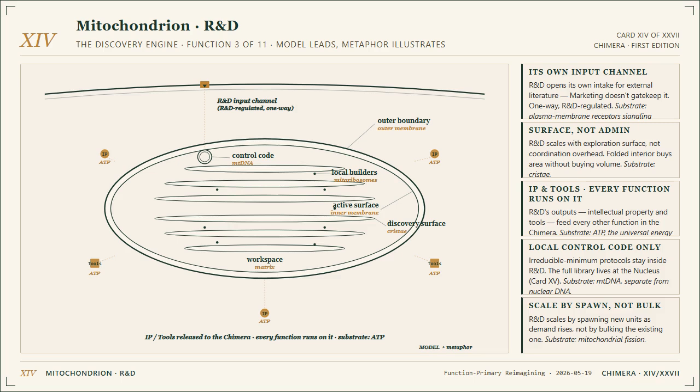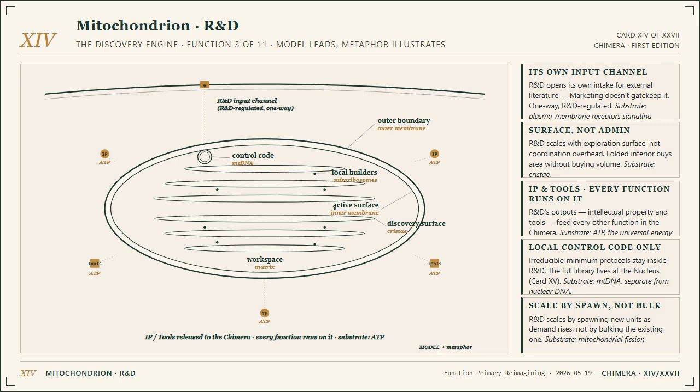4. Local control code only. That small marker inside is the irreducible minimum protocol set R&D carries locally. The full library lives at the nucleus, which we cover on card 15. R&D holds only what must live inside R&D. The substrate, mitochondrial DNA, separate from nuclear DNA.